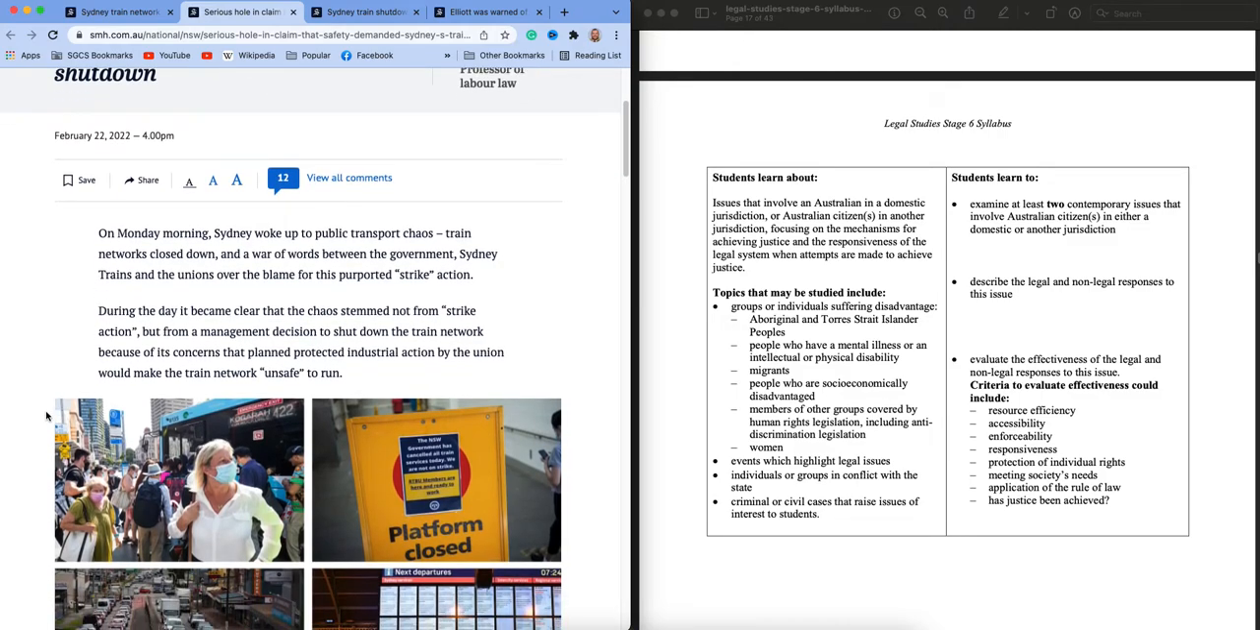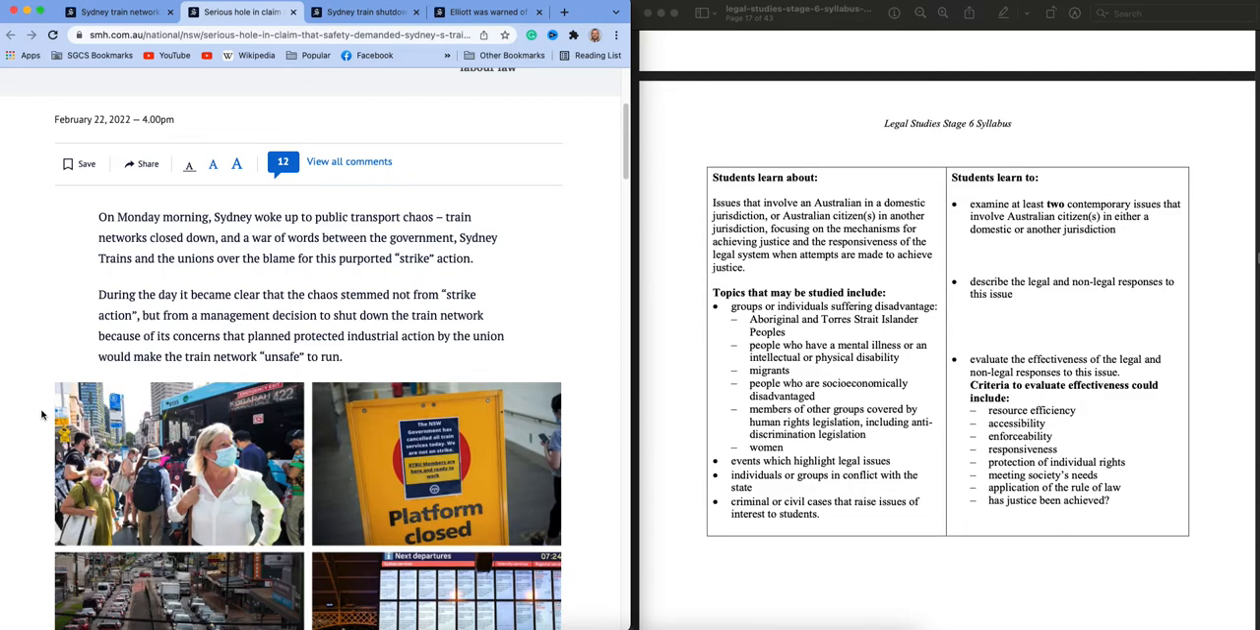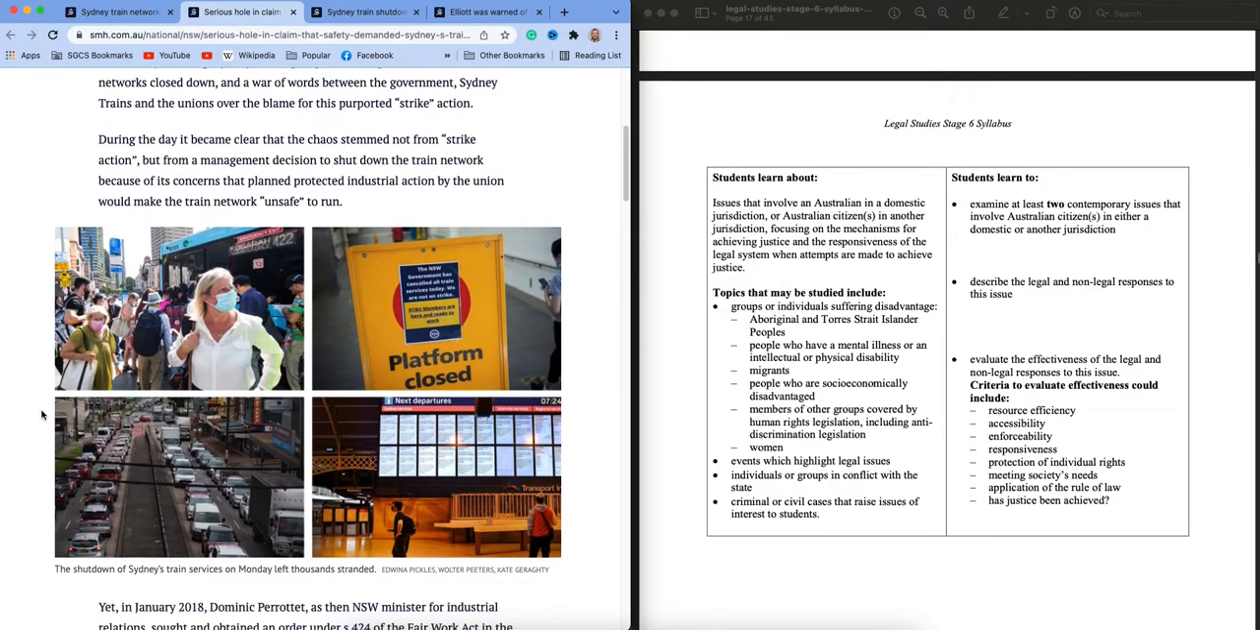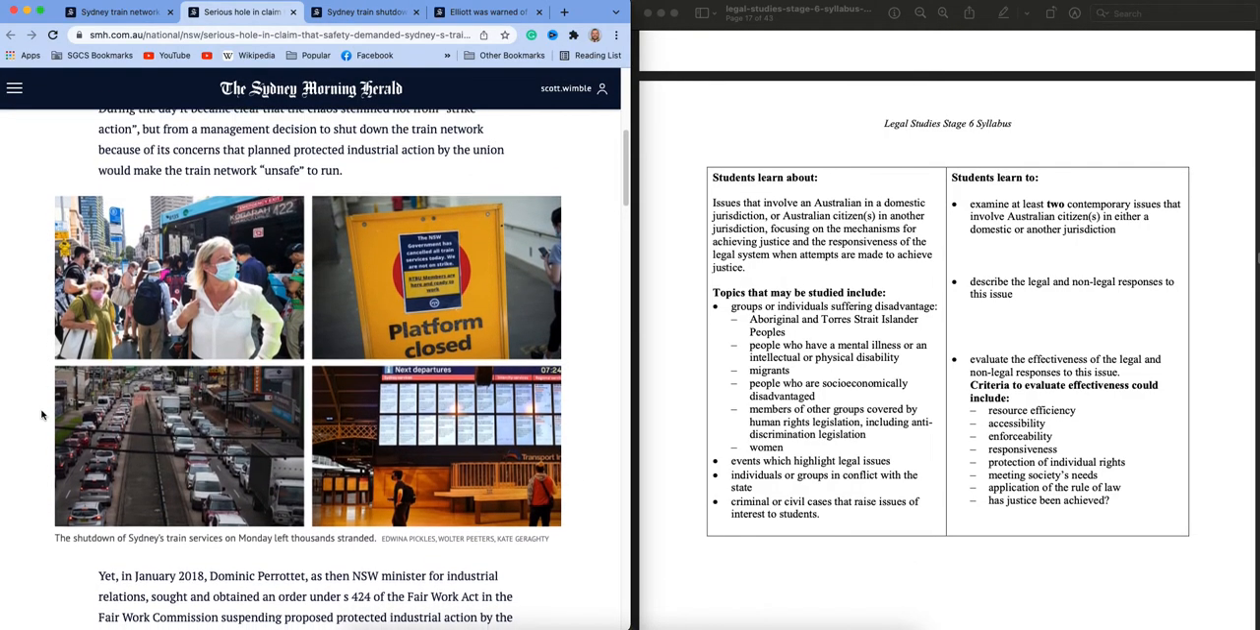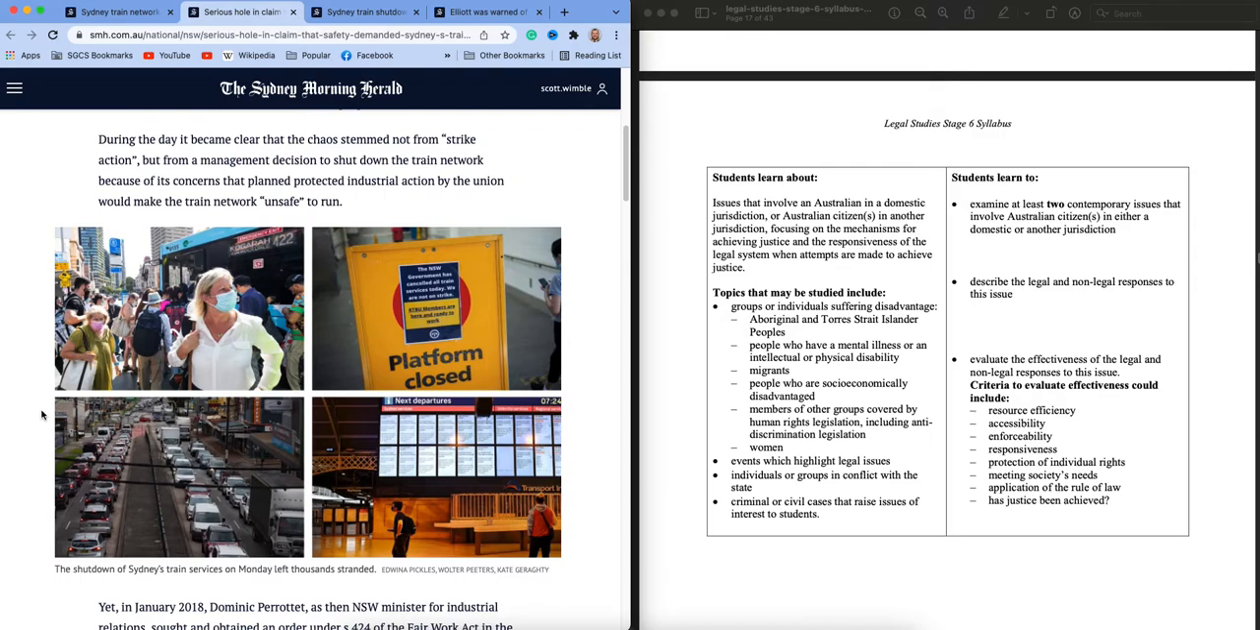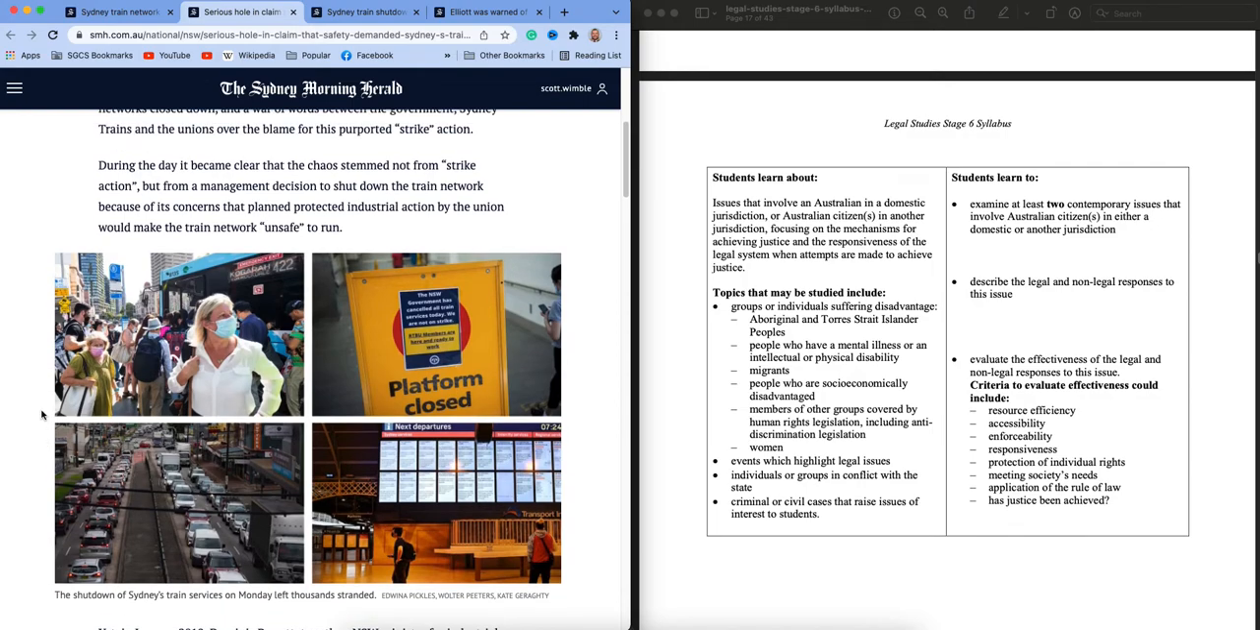On Monday morning, Sydney woke up to public transport chaos. Train networks closed down and a war of words erupted between the government, City Trains and the unions over the blame for this purported strike action. During the day, it became clear the chaos stemmed not from strike action, but from a management decision to shut down the train network because of its concerns that planned protected industrial action by the union would make the train network unsafe to run. Okay, fair enough.